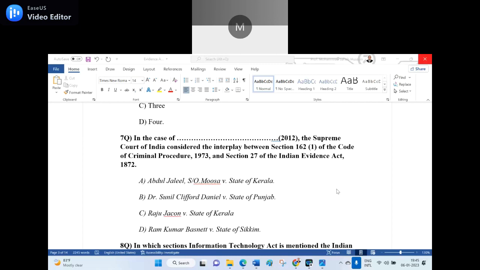Wrong. Sir, option B, Dr. Sunil Clifford Daniel versus State of Punjab. Right. Dr. Sunil Clifford Daniel versus State of Punjab, and this case law was decided using the two sections of the Code of Criminal Procedure and section 27 of the Indian Evidence Act.